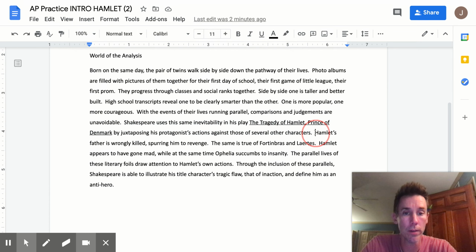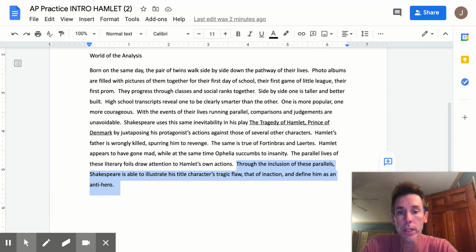Then it's the supplemental information, where I give you some background information needed to understand what I'm talking about. Hamlet's father is wrongly killed, spurring him to revenge. The same is true of Fortinbras and Laertes. Hamlet appears to have gone mad, while at the same time, Ophelia succumbs to insanity. The parallel lives of these literary foils draw attention to Hamlet's own actions. And then my thesis. Through the inclusion of these parallel events, Shakespeare is able to illustrate his title character's tragic flaw, that of inaction, and define him as an anti-hero.